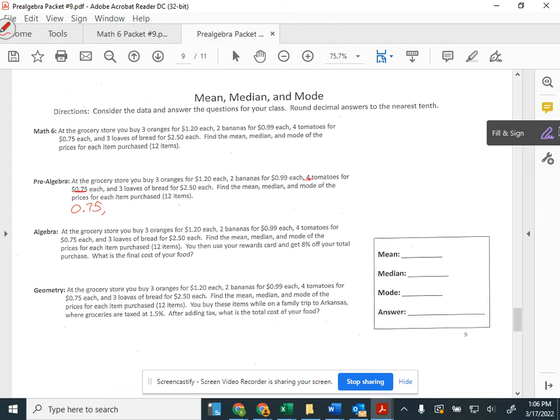0.75, there are 4 of them, so I'm going to write it out 4 times. Okay, do the same with the rest of your prices. Remember, if it's an even number like 12 and we have 2 numbers in the middle, what do we have to do? Because there can only be one median. Izzy? Subtract. Nope.